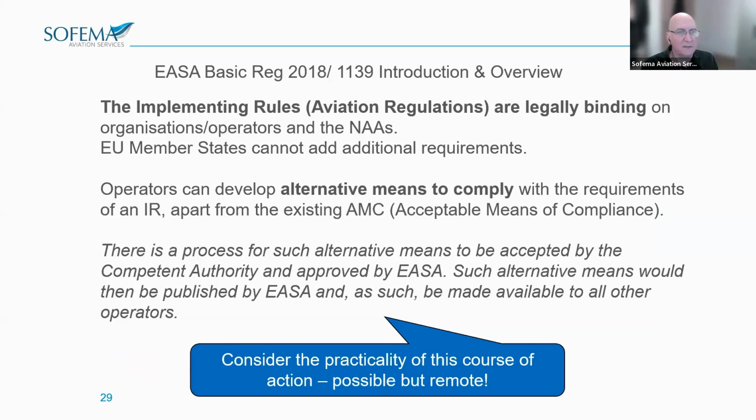It's called alternate means of compliance, and the organisation seeking to comply with the regulation by a different means would have to give some pretty good justification why it would provide an equivalent level of safety and control. So it's actually quite difficult to do in practice, and it's really easier to try and comply with the published AMCs.